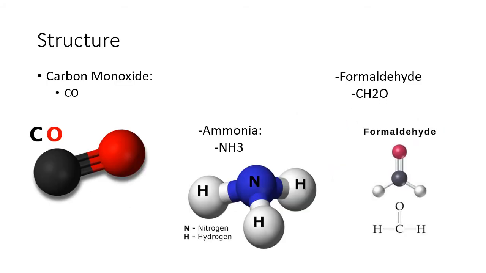The structure of some chemicals that are found in standard cigarettes: we have carbon monoxide, which is 1 carbon and 1 oxygen. We have ammonia, which is 1 nitrogen and 3 hydrogens. And we have formaldehyde, which is 1 carbon, 2 hydrogens, and 1 oxygen.